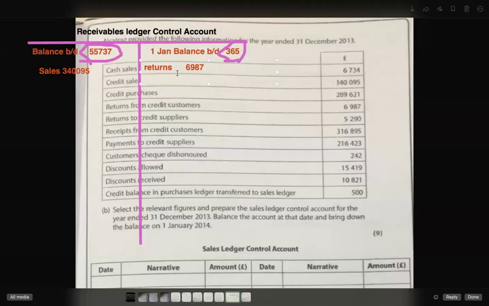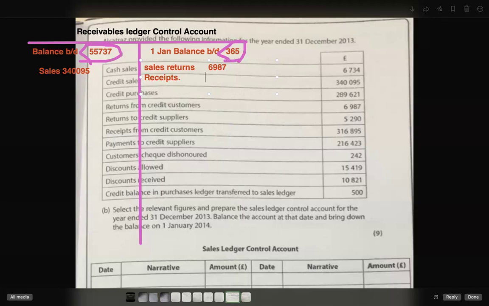You write it in the full form. Just sales return. Returns from the credit customer is called sales return. What else? Receipts from customers. Did you see cash and bank in your format? I gave you. Over there, you will write receipts.